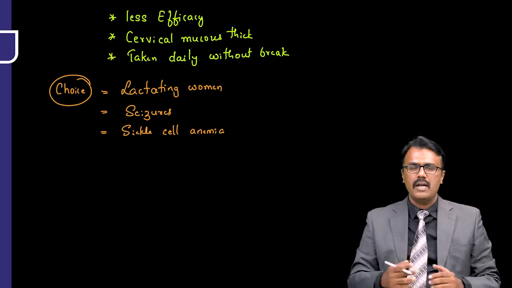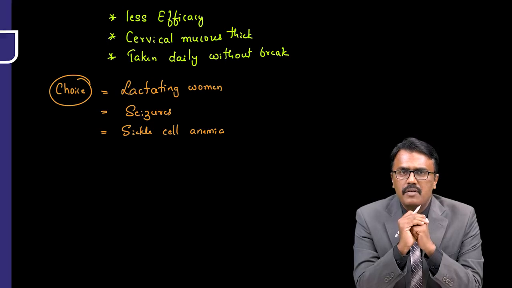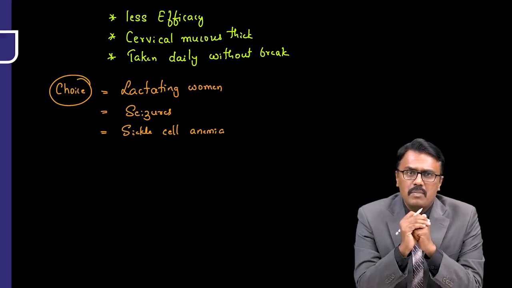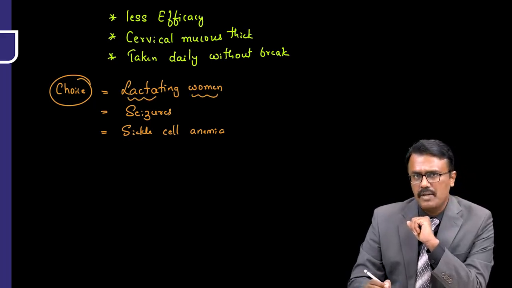Right. So why not? Lactation itself is a natural contraception. Then why are we using it? So it is not a complete contraceptive. So lactational amenorrhea can be seen, but we cannot trust it. So better to give them, that is, progesterone only pill.